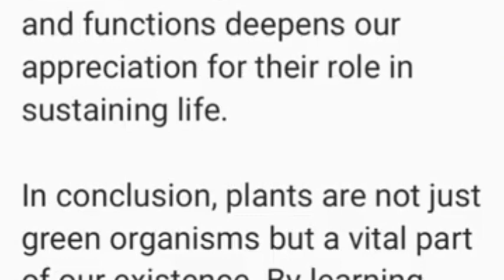In conclusion, plants are not just green organisms, but a vital part of our existence. By learning about their parts, classification, and functions, we uncover the secrets of their survival and their importance in the ecosystem. Take a moment to observe a plant today and marvel at its complexity and beauty.